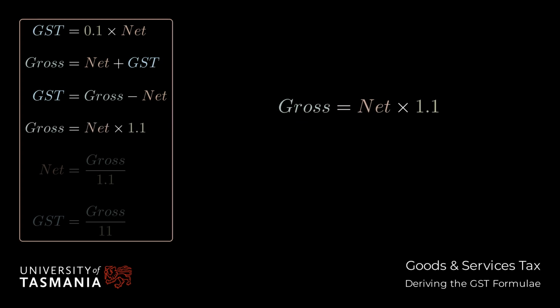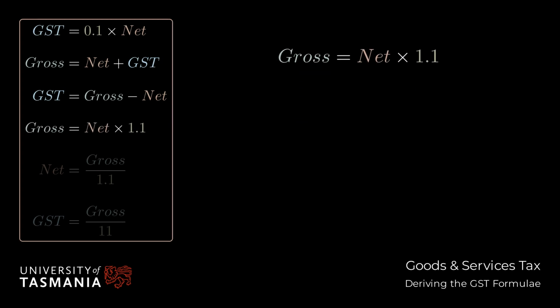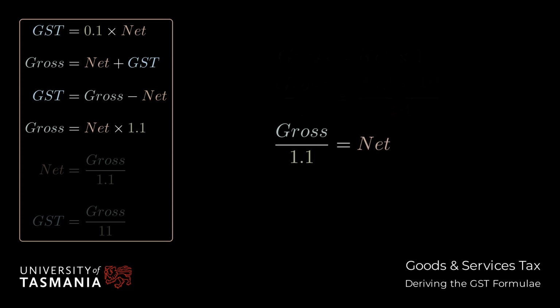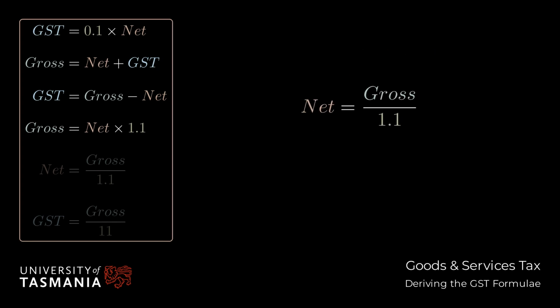To find net from gross, we simply rearrange the equation by dividing both sides by 1.1. We simplify by cancelling like terms and rearranging. This gives net equals gross divided by 1.1.